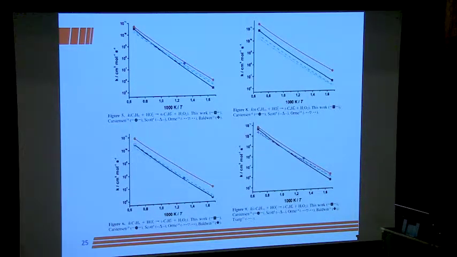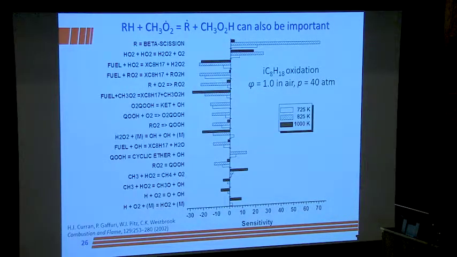Ours, you could argue, well, here he's closer, here we're a lot closer, here he's closer. Who knows which is right, okay? But we're typically slower than the Carstensen and Dean calculations, okay? So we need more information on fuel plus HO2, is the bottom line, and it's important, okay?